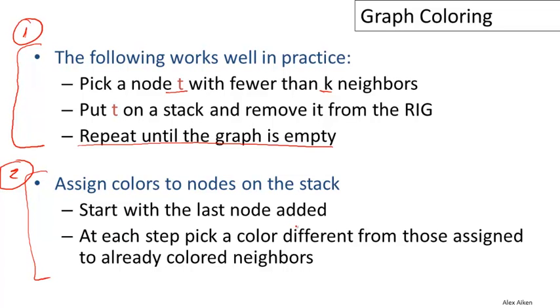Since we had fewer than k neighbors at the time it was deleted, it will have fewer than k at the time it's added back in. There will be a color available for it. We color it, and then we repeat by picking another node from the stack, and we do that until all the nodes of the graph have been processed.